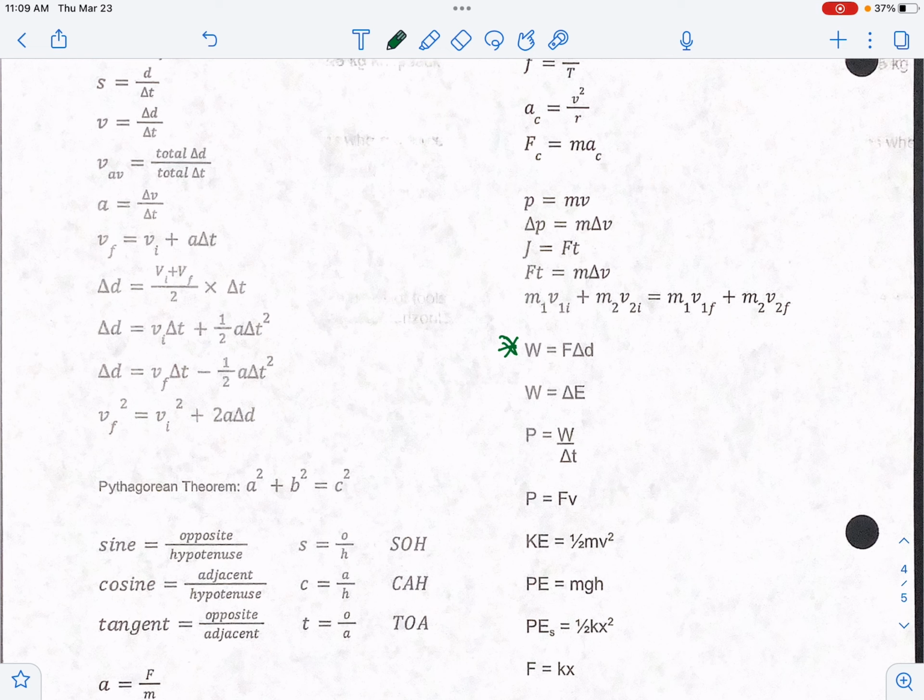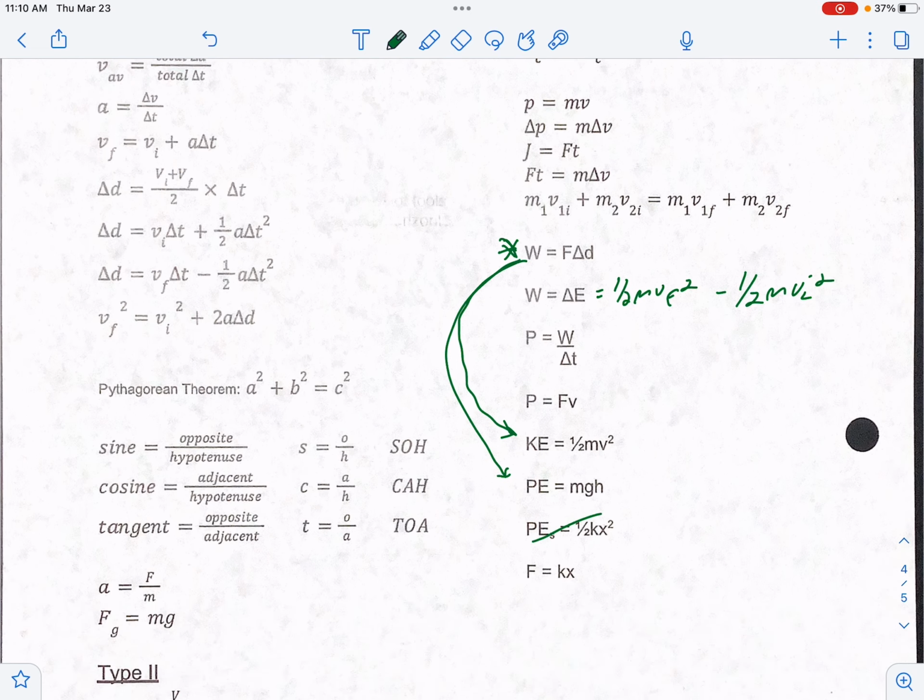Work is also equal to change in energy. Now that could be potential energy, that could be kinetic energy. One thing you will see though is change in kinetic energy, so that's if you see the whole 1/2 mv final squared minus 1/2 mv initial squared. A dead giveaway that you're going to use that equation is if you get two velocities. Then you can also set work equal to any of these energies.